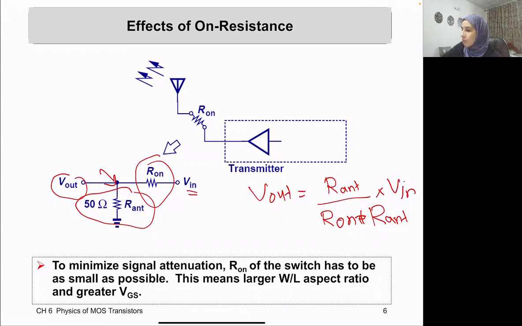In order for most of the voltage of Vin to arrive at Vout, we want R on to be as small as possible. If it is 0, which is a very ideal case, it's not, but let's say it is almost near 0, then R antenna over the total will approach 1, and therefore Vout will equal Vin. But again, this is ideal, it's not the case.